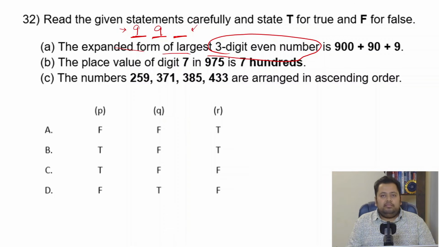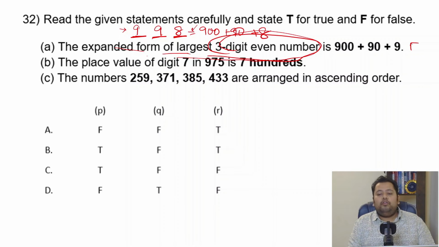Here, if I put 9, right, will it be even? No, it will not be even, right? It will become an odd number, right? 999 is an odd number. So to make it even, you'll have to put the next highest possible even number that you can, which is nothing but 8, right? So largest three digit even number is 998, which is 900 plus 90 plus 8, not 9.